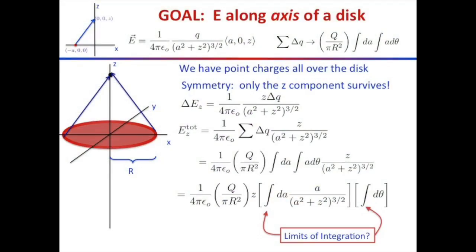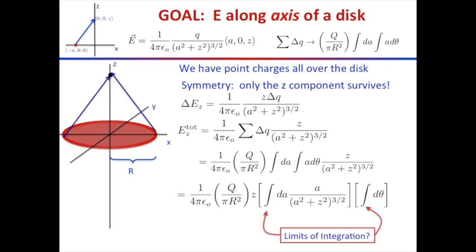So the total electric field then will be, just as it was before, 1 over 4 pi epsilon naught, sum over delta q, z over a squared plus z squared to the 3 halves. This looks exactly like what we did with the ring. The key that's going to be different now is that when I do the sum over delta q, it is going to take me all over the entire disk. Before we did it just for the ring, now our sum over q's is big Q over pi R squared, integral dA, integral a d theta. So there it is. I turn the sum over delta q into this integral.